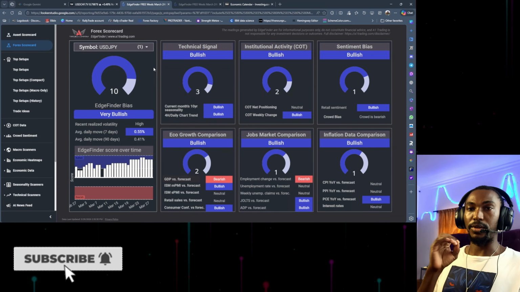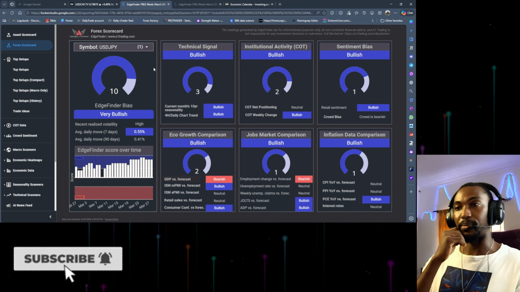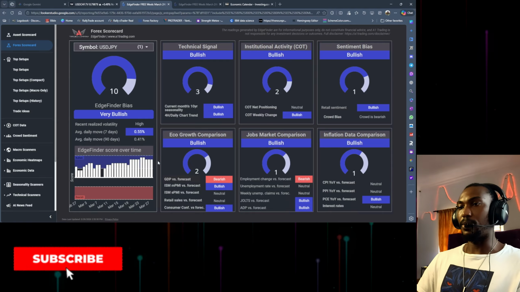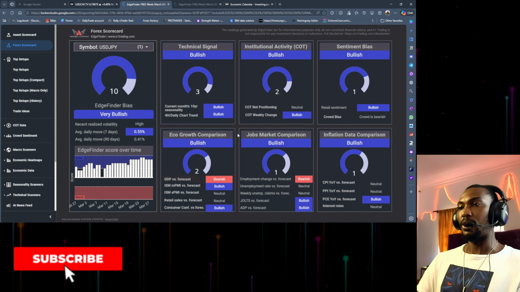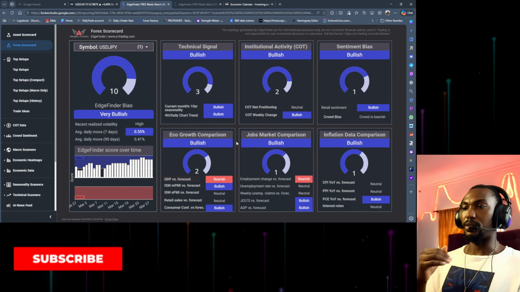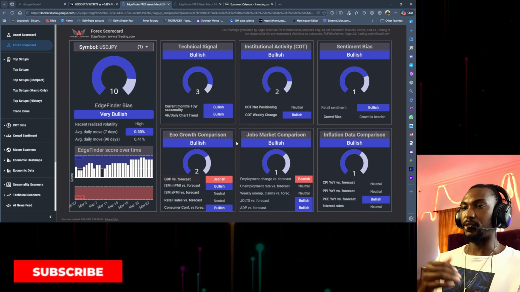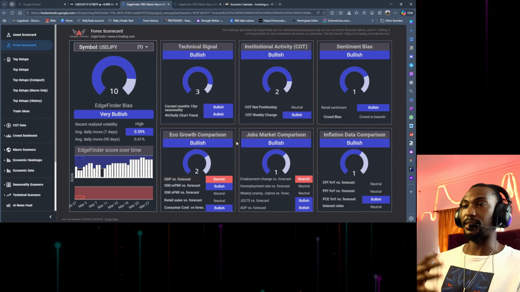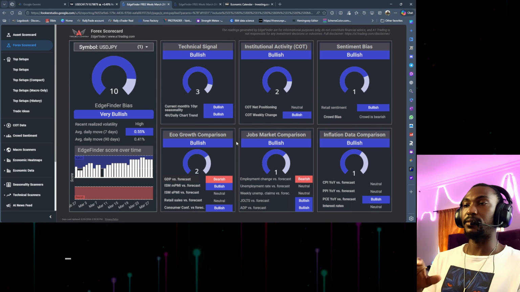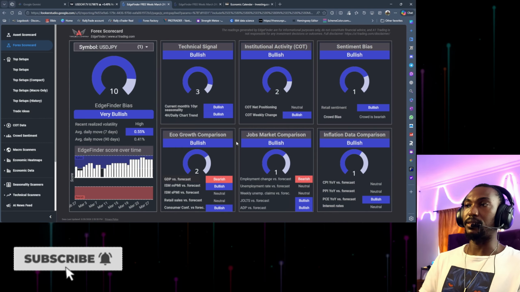Without further ado, the very first pair I'm going to start with is one of the majors, the US dollar against the Japanese yen. Now, taking a look at the entire situation here, we have the economic data, which is the economic growth, the job markets, inflation markets, all together. They are all on the bullish side. They are all saying bullish based on the information released around this particular session of the economic data.